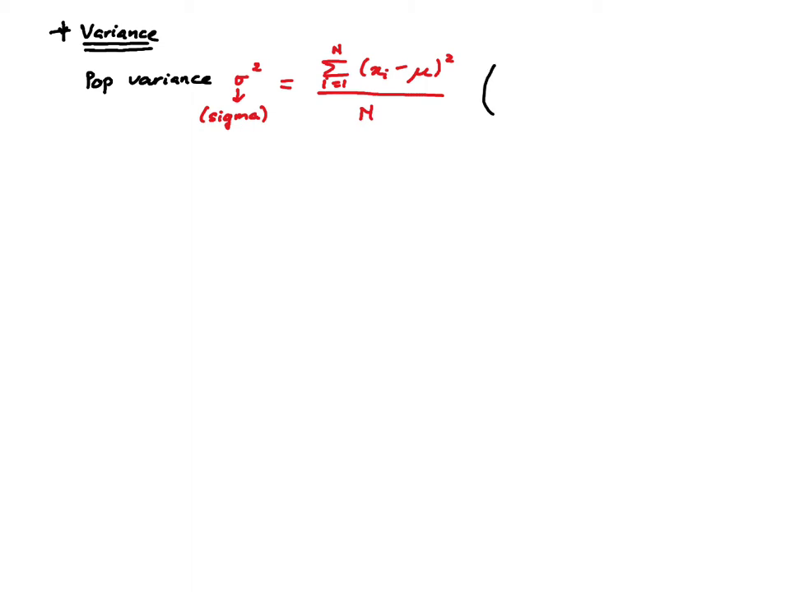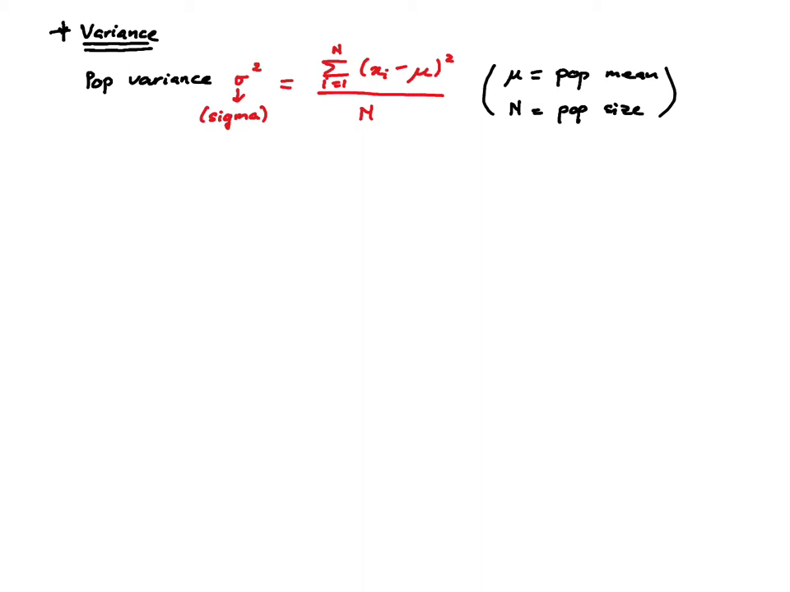Suppose you have access to population data, right? Then the population variance, which is denoted by the Greek letter sigma square, is equal to the summation of xi minus mu all square for i going from 1 to big N, divided by big N, where remember that mu is the notation for the population mean, and big N is a notation for the population size.